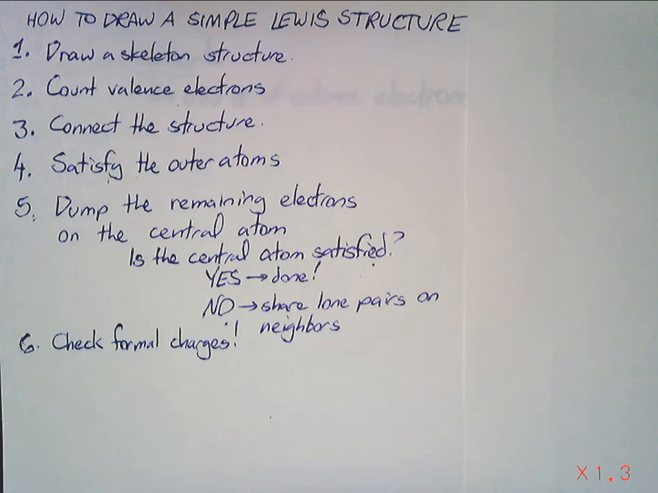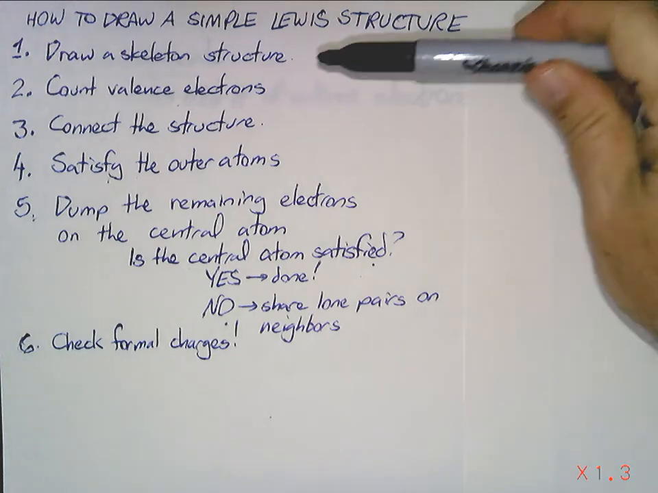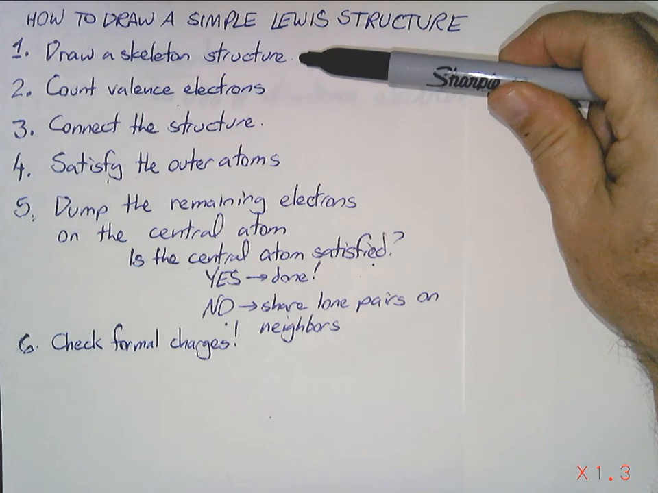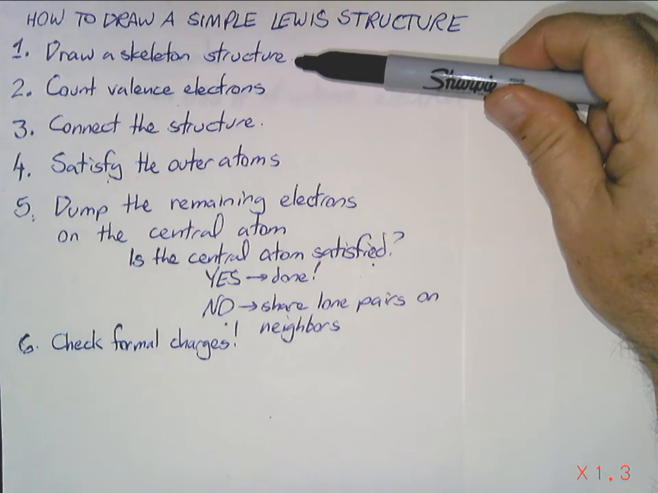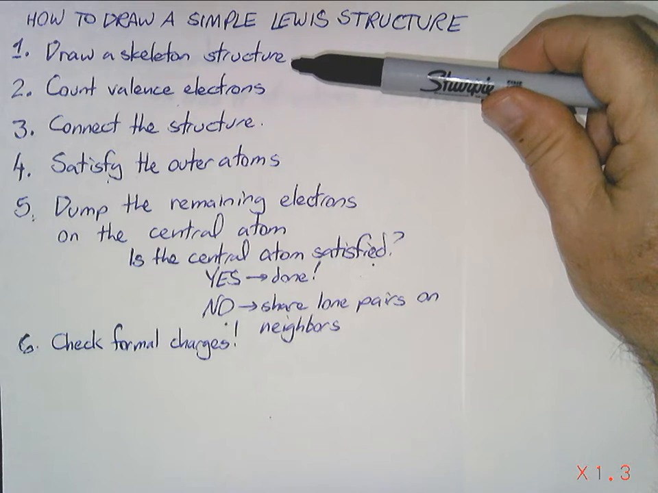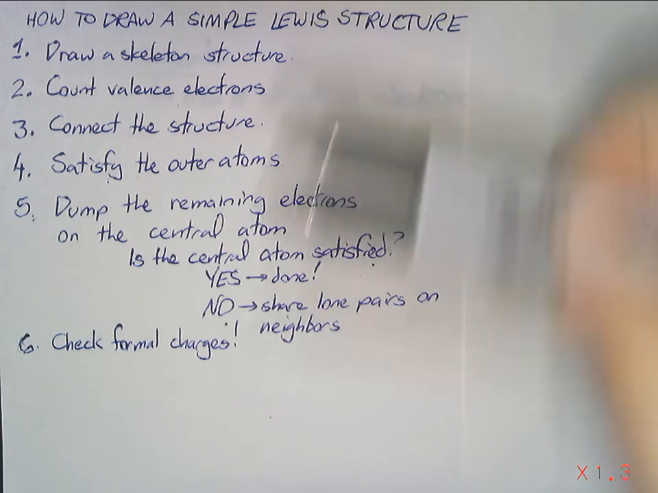In all of the Lewis structures that we've done so far, there's been one central atom surrounded by a lot of outer atoms. Sometimes you can have more than one center. And usually drawing the skeleton structure isn't so easy. We've been just choosing a central atom and then putting everything else around the outside. Sometimes that doesn't work. Let's do an example like that.